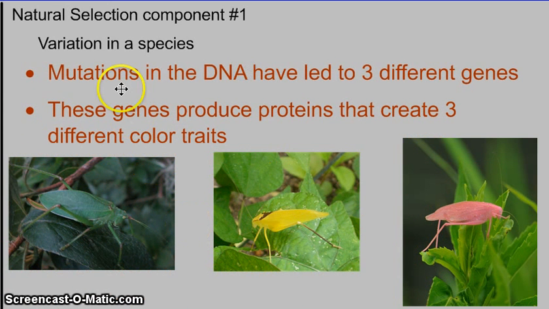In the case of the katydids, those mutations in the DNA have led to 3 different genes. These genes, pieces of DNA that have the information for producing proteins, produce proteins that create 3 different color traits in the katydid: the green, yellow, and pink. And all 3 of these are natural examples of genes that are found in katydids. So if this one looks kind of crazy to you, this is an actual picture of a katydid, one of the color variations that can occur as a result of mutations to the exact same gene.